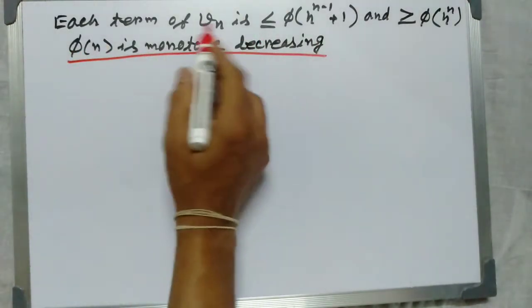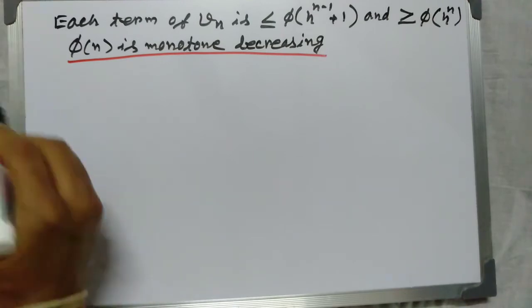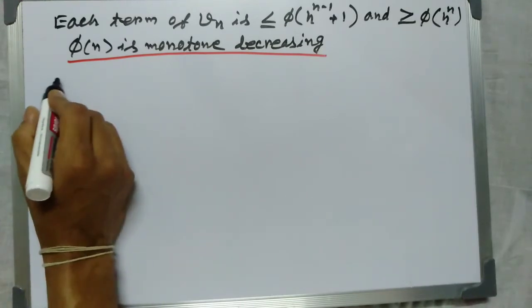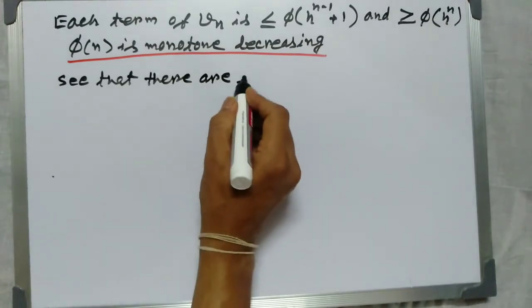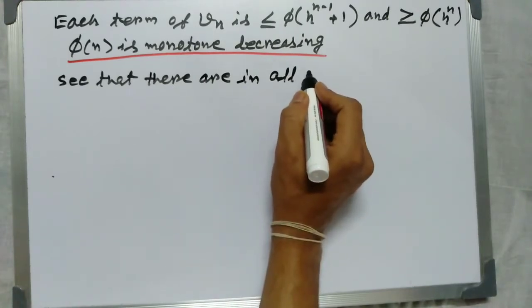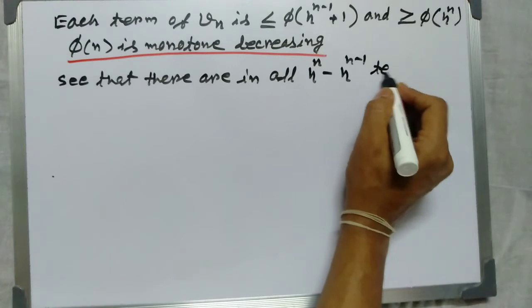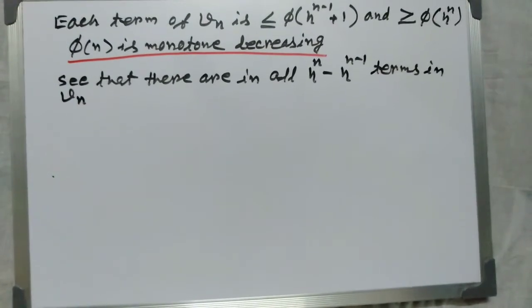Phi n is monotone decreasing, so Vn is less than or equal to phi h to the power n minus 1 plus 1 and greater than or equal to phi h to the power n. See that there are in all h to the power n minus h to the power n minus 1 terms in Vn.